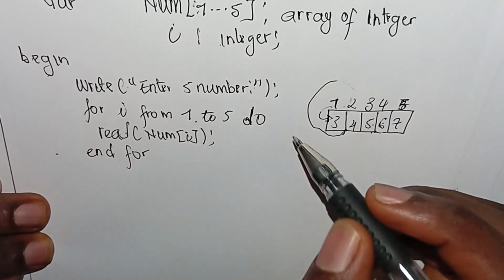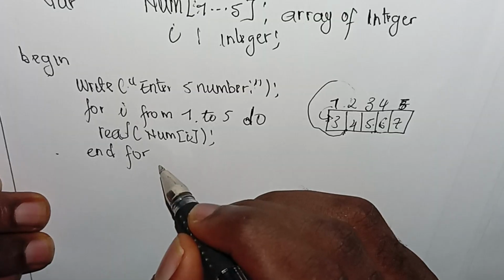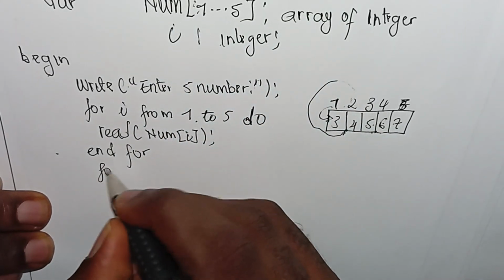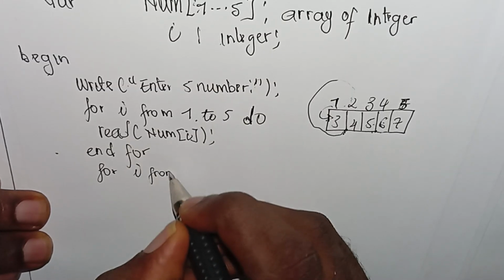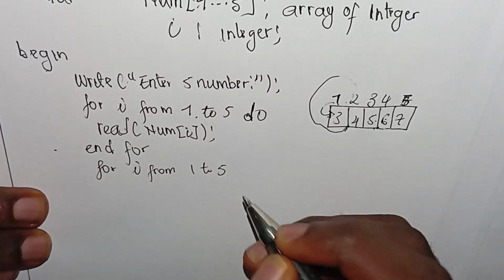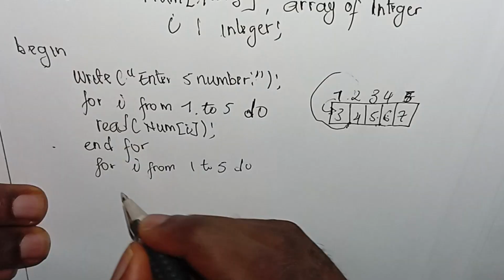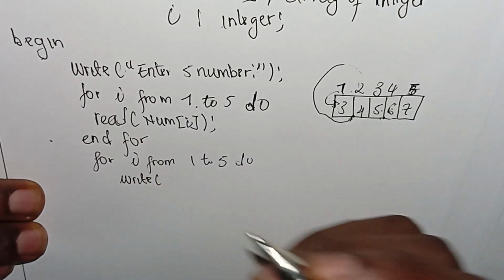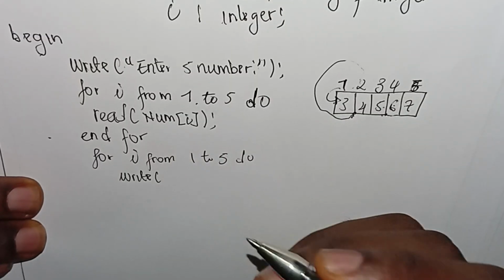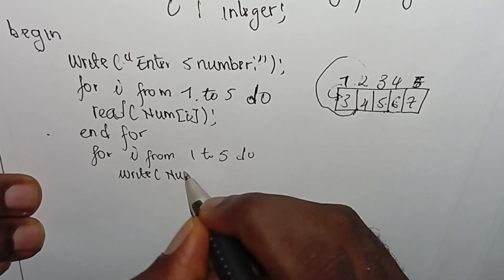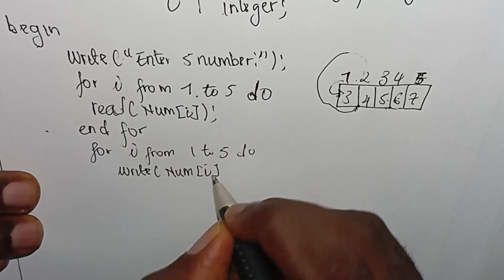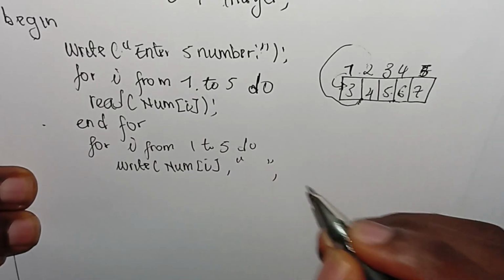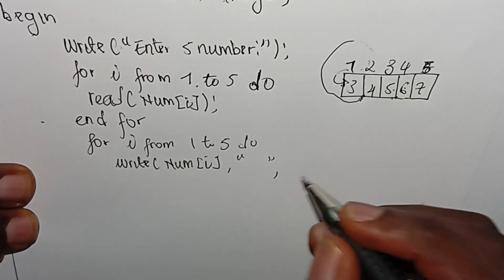Now we have read the numbers. So at this stage of the code, these numbers are stored in this array. Now we want to display these numbers: for I from 1 to 5, do. Now we want to write these elements. So num at the index of I, comma, let's just put, I don't know, a space. Yeah, a space will make it look good.